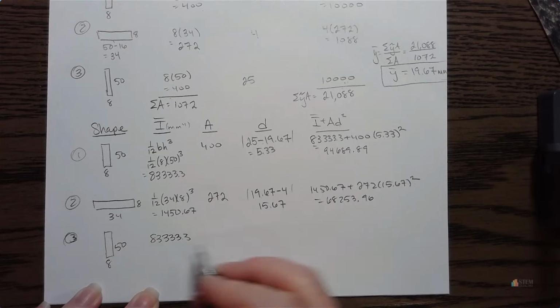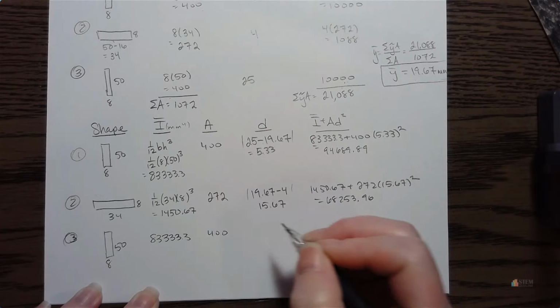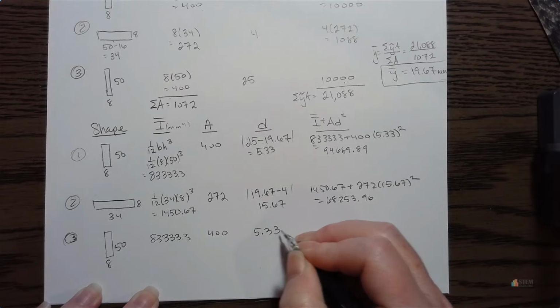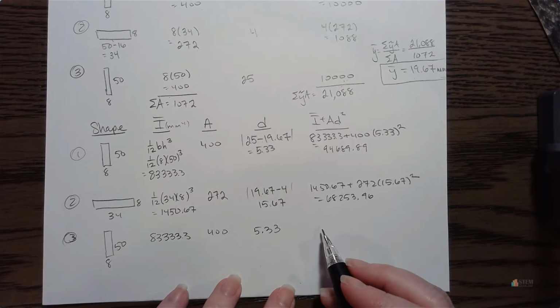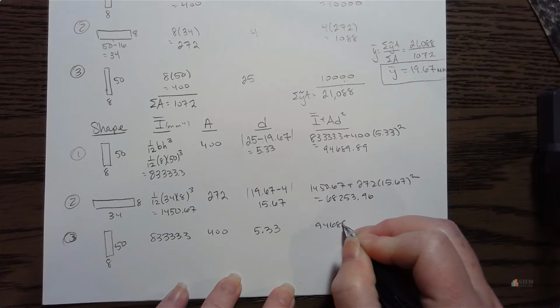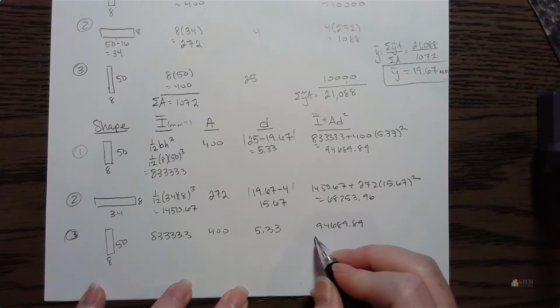So let's put that there. So it's the 83,000 number. A is going to be the same. D is going to be the same. And then this right here will be the same. Okay, so that one was easy, right? You didn't have to calculate anything.